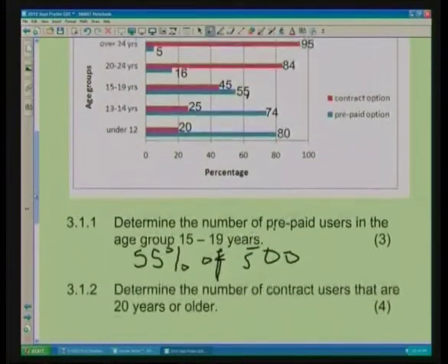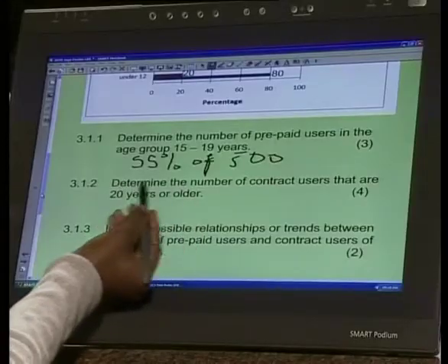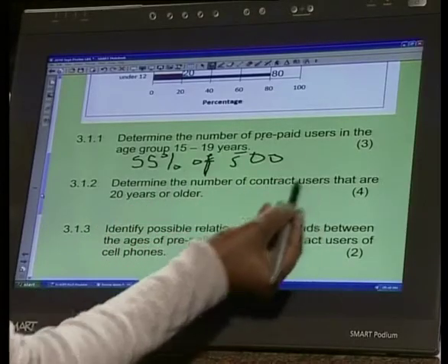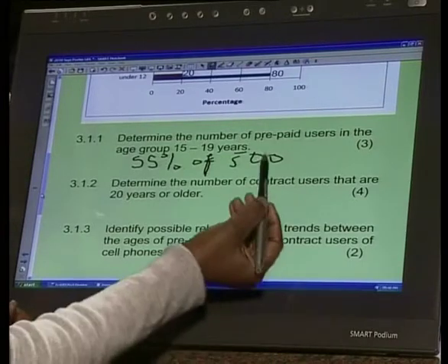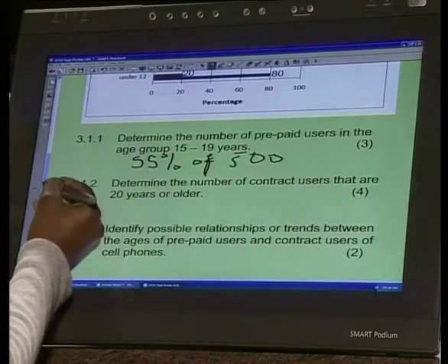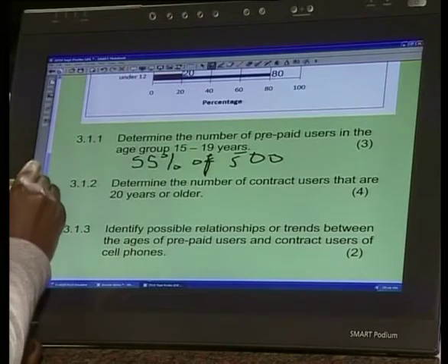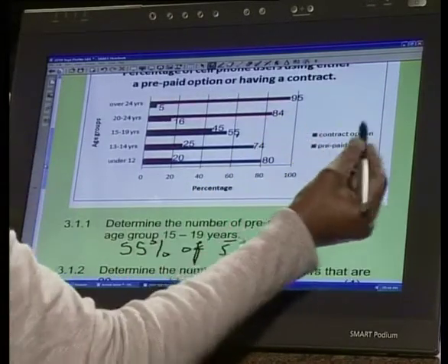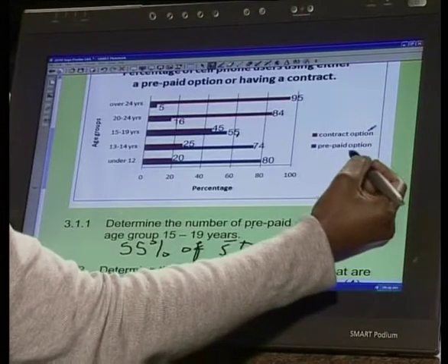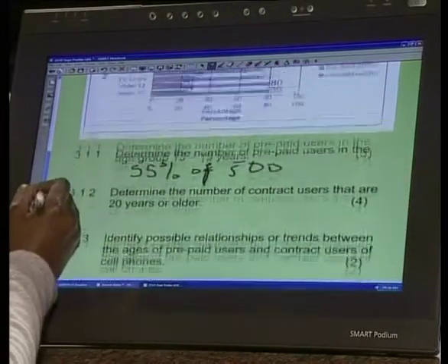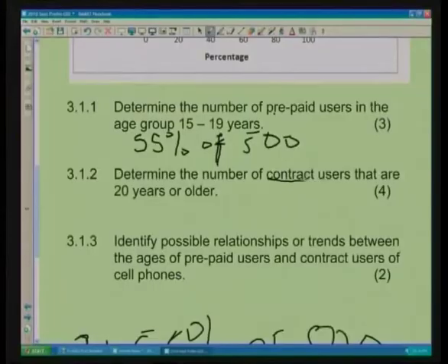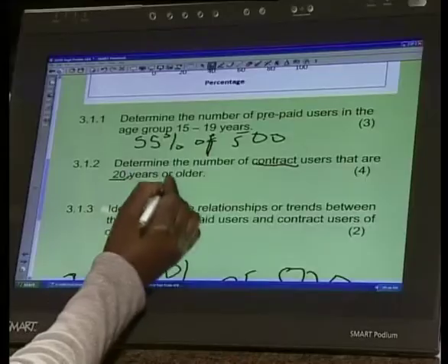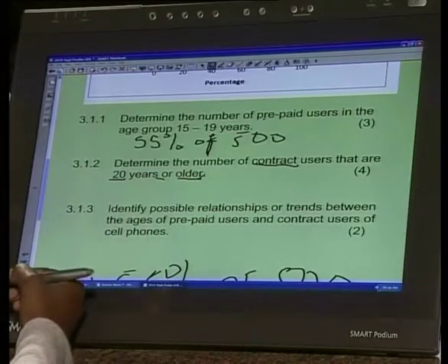So we go into question number 2. Determine the number of contract users. Now look at the difference. The first one, it was prepaid. And remember, a bar graph always has got the key. So your key has got the contract option and the prepaid option. Now you go to the second one, it says the contract option. Please look at this question very, very carefully. It says to you that are 20 years or older.